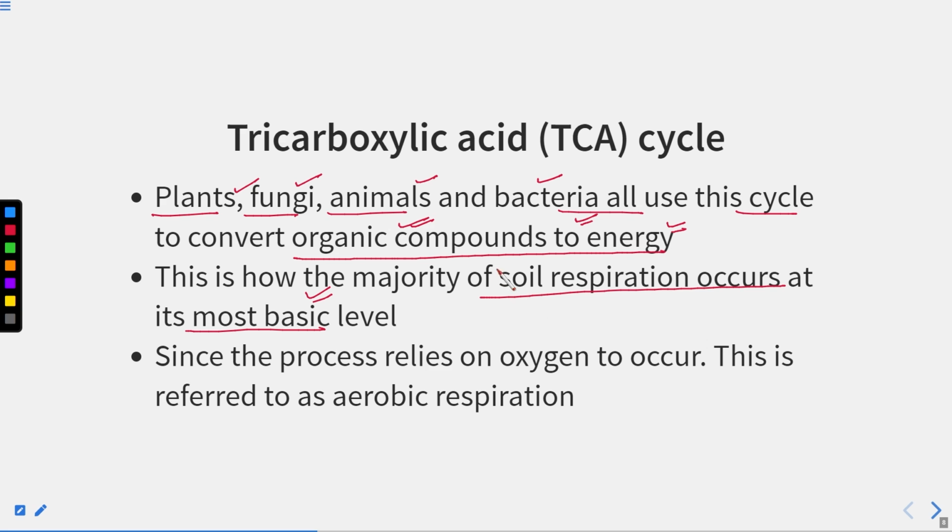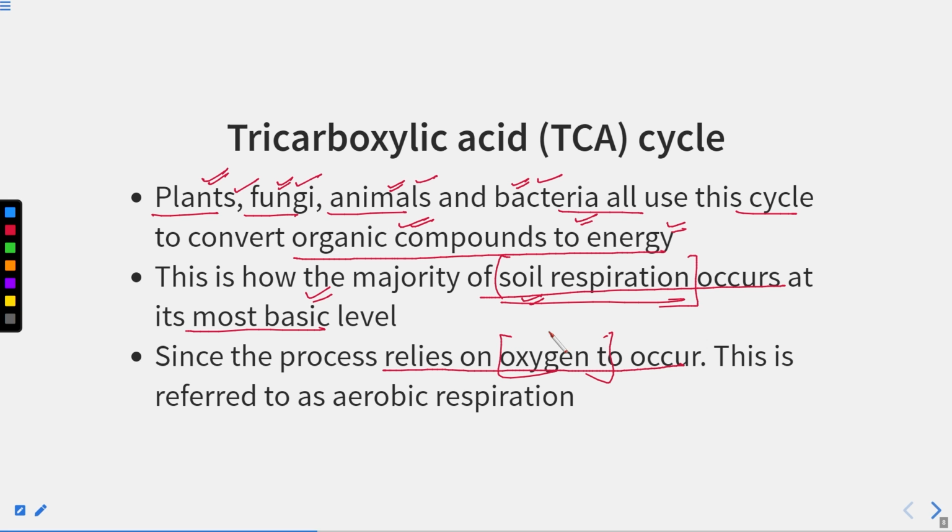Soil respiration means the respiration taking place in plants, also roots of plants, fungi present in the soil, fauna present in the soil, and obviously the bacteria present in the soil. So whatever microorganisms are present in the soil, their respiration takes place there. And this is a very basic level, since the process relies on oxygen to occur.